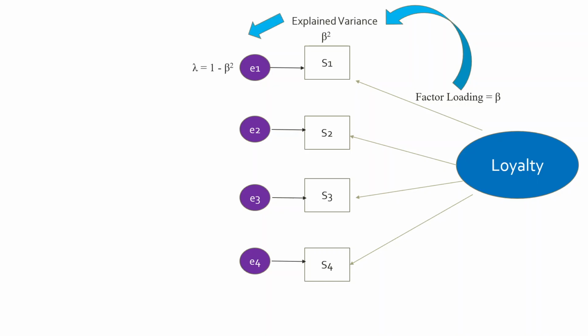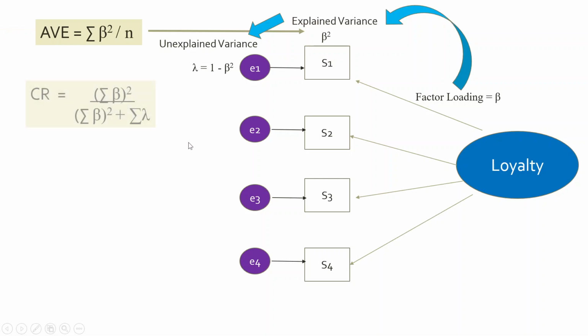If I take the difference of it, I'll get lambda, that is 1 minus beta square, which is the unexplained variance. So my average variance extracted is sigma beta square, that is the variance explained by S1, S2, S3, S4. If I take its average, I will get AVE. So I will consider beta square here.